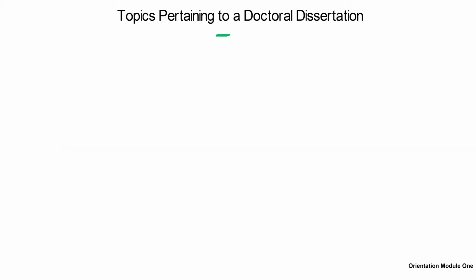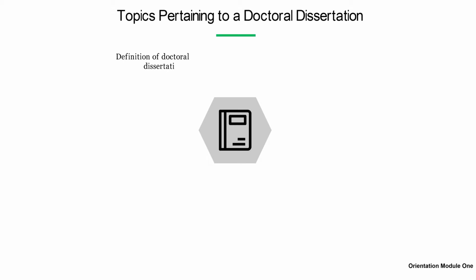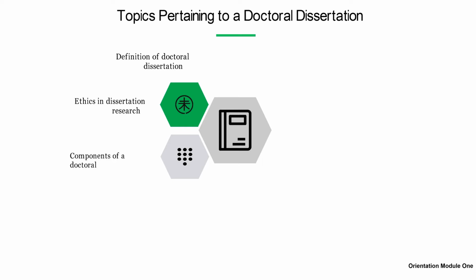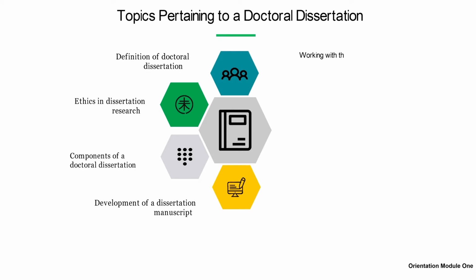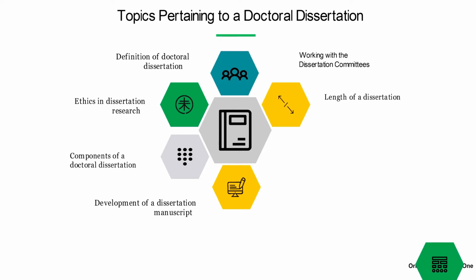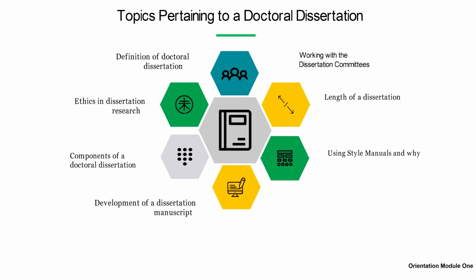This seminar covers all the important topics pertaining to a doctoral dissertation that doctoral students normally take for granted. Topics include definition of doctoral dissertation, ethics in dissertation research, components of a doctoral dissertation, development of dissertation manuscript, working with the dissertation committees, length of a dissertation, using style manuals and why they are important, and complexity of writing a doctoral dissertation. Dissertation research and writing are multifaceted. They proceed in complex and unexpected ways, and the result can be unpredictable.